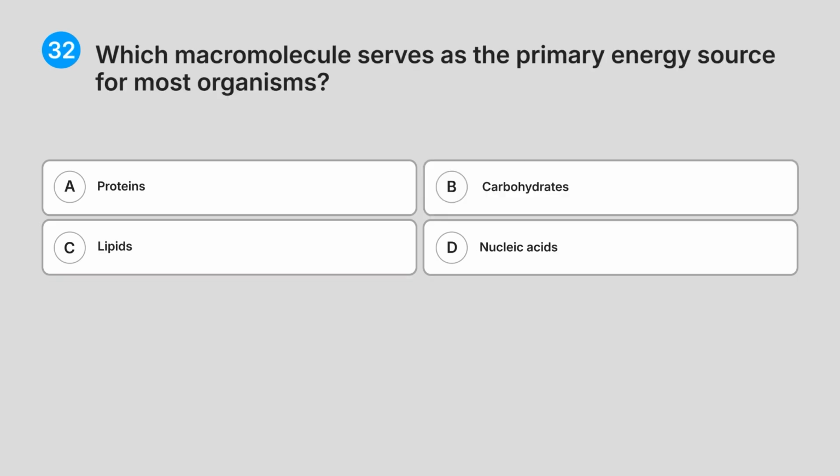32. Which macromolecule serves as the primary energy source for most organisms? A. Proteins. B. Carbohydrates. C. Lipids. D. Nucleic acids. Can you guess the answer?